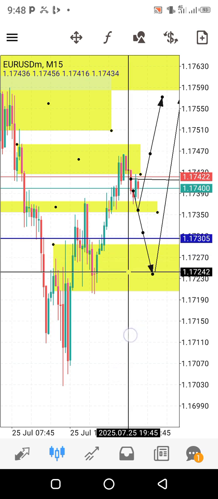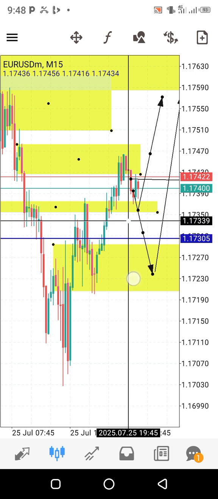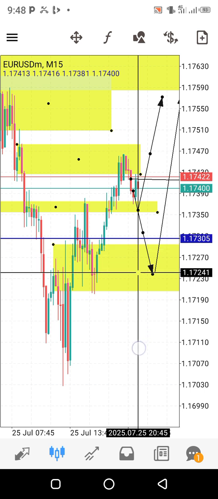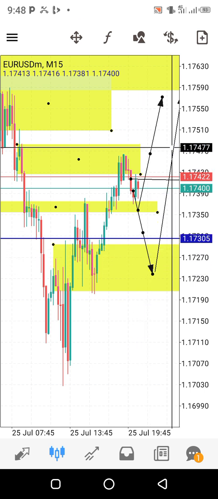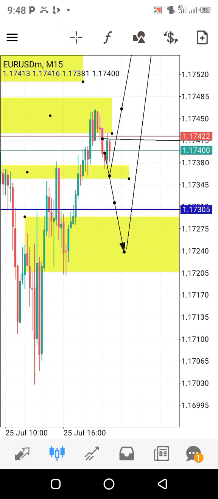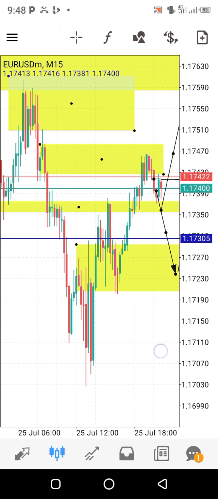Remember, here we have an imbalance. Here also have some bit of an imbalance. Here also have some bit of an imbalance. So price could likely push downwards to clear all these imbalances. Afterwards, we may have a push upwards. So yeah, that's my outlook on EurUsd for next week. I don't know how it will play out, so we shall just wait and see.